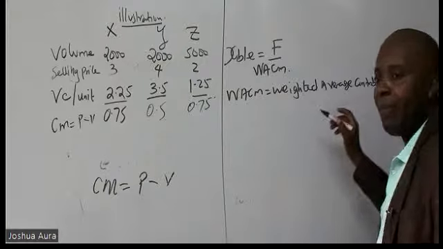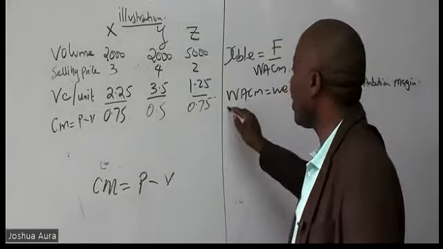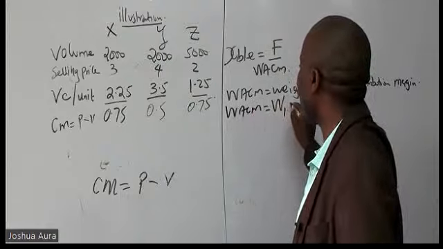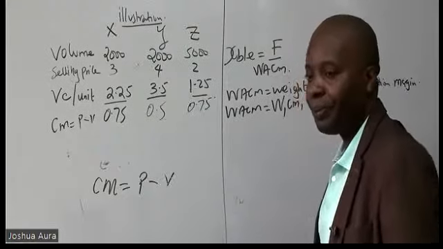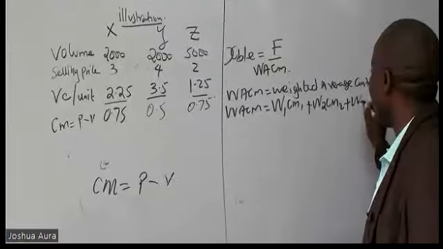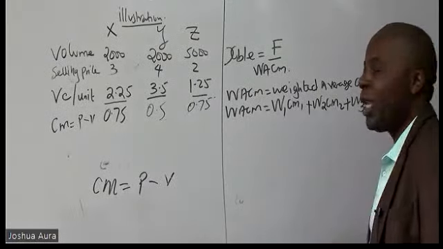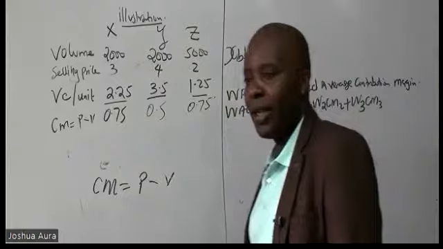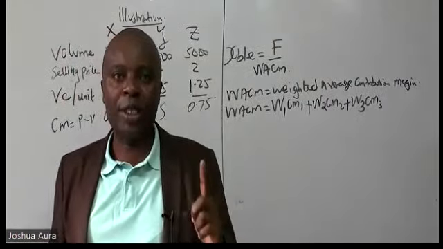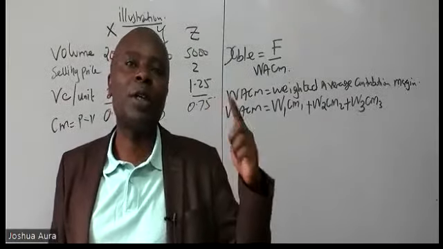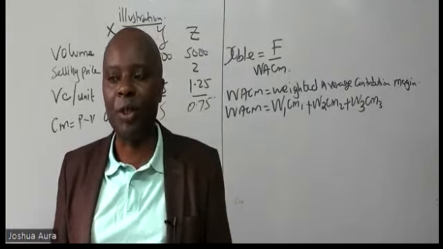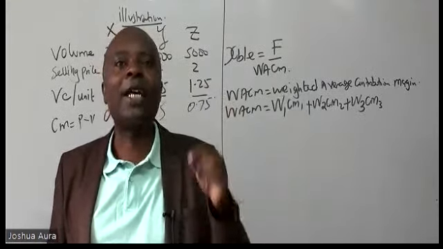If you can remember, in this particular case, for us to get this working, what I need to do is take the weight of the first product times contribution margin 1, plus the weight of the second product times contribution margin 2, plus the weight of the third product times contribution margin 3, right? To get weighted average contribution margin, we take the individual weights times the contribution margins for each product. We are lucky to be having the contribution margins. What we do not have are the weights.